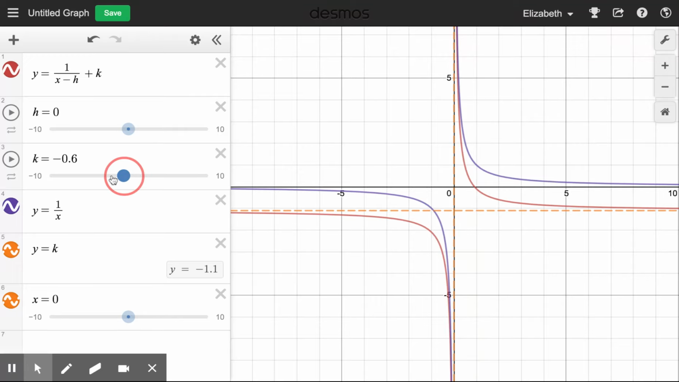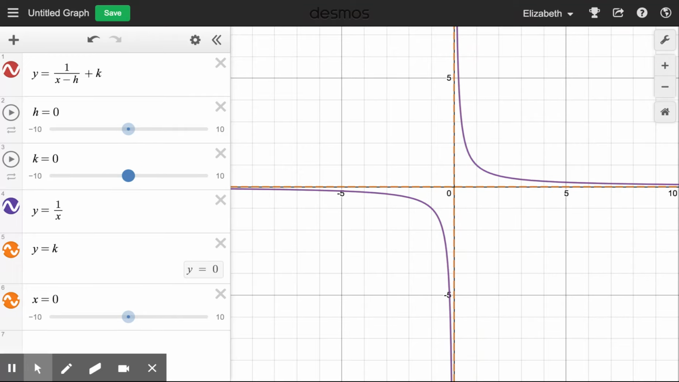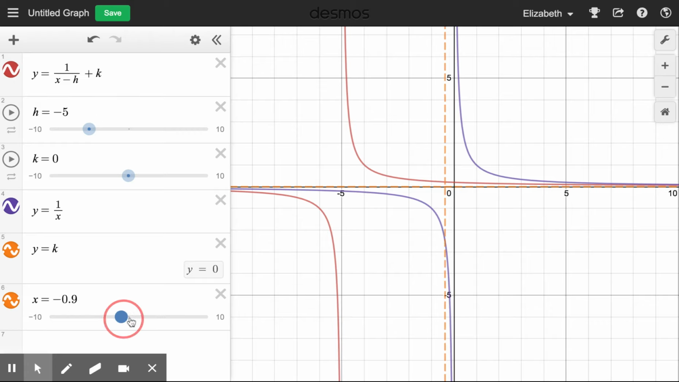Let's go back to making k 0 and see what happens for h. As h gets larger and larger, positive, we see that our graph moves to the right. And as h goes into the negatives, our graph moves to the left. Let's set h at -5. We can see that the horizontal asymptote hasn't changed now, just the vertical asymptote. That's the x equals. So let's slide our vertical asymptote over, and we can see that it matches. When h is -5, our vertical asymptote is also at -5.